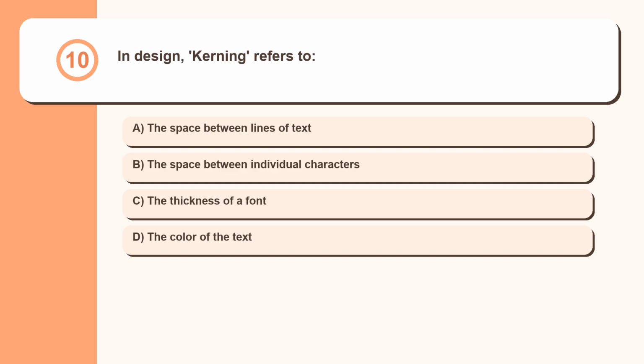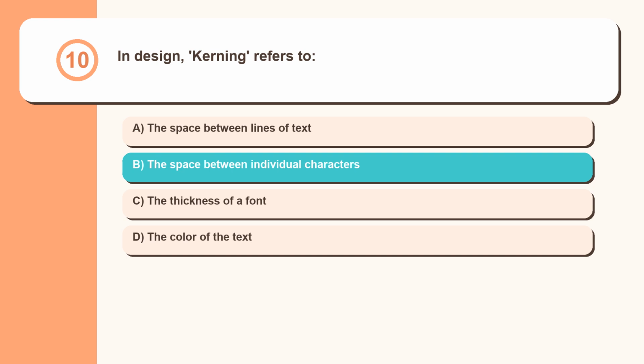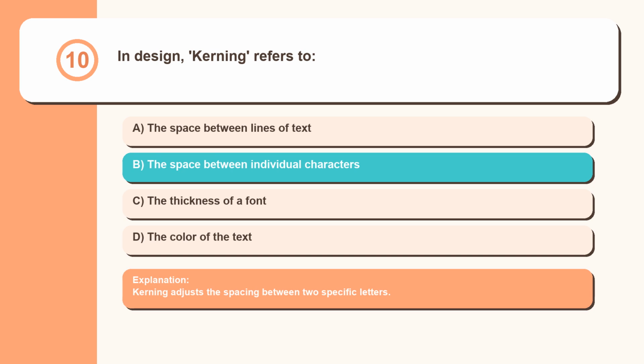Question 10. In design, kerning refers to the space between lines of text, the space between individual characters, the thickness of a font, the color of the text. Kerning adjusts the spacing between two specific letters.